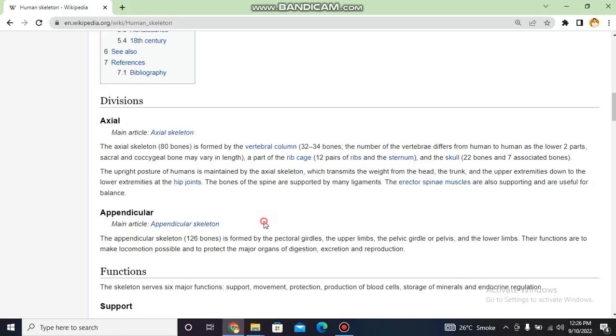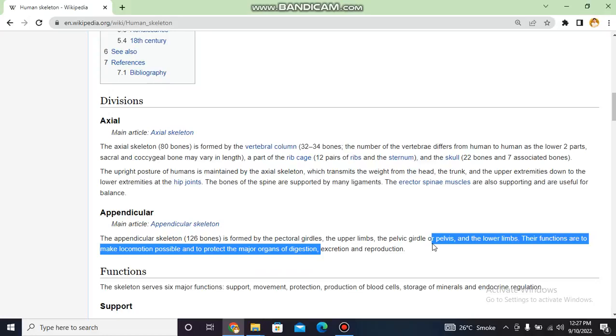The appendicular skeleton has 126 bones and is formed by the pectoral girdles, the upper limb, and the pelvic girdle or pelvis, and the lower limb. Their functions are to make locomotion possible and to protect the major organs of digestion, excretion, and reproduction.